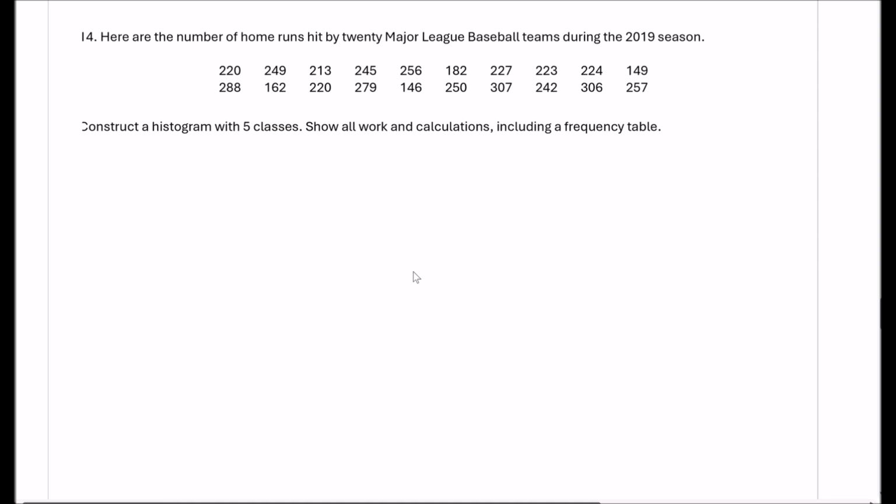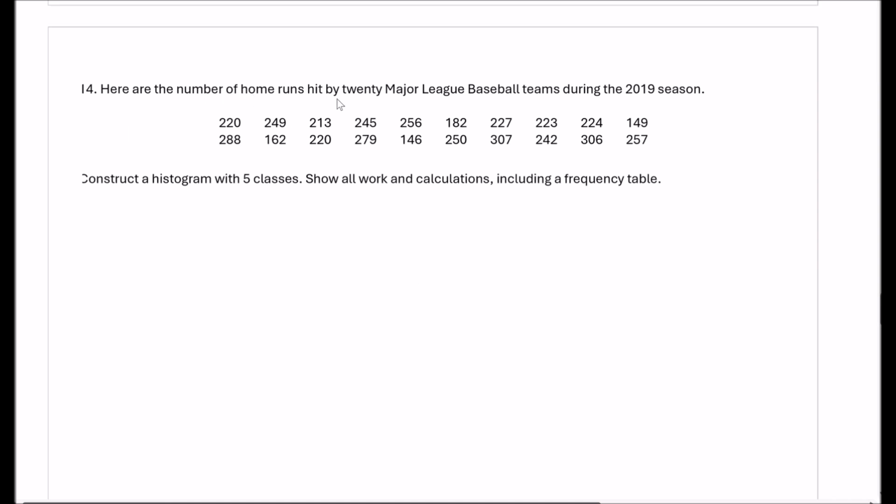So number 14 is a histogram problem. Here are the number of home runs hit by 20 Major League Baseball teams during the 2019 season. So we've got 20 of them, and we need to construct a histogram with 5 classes.